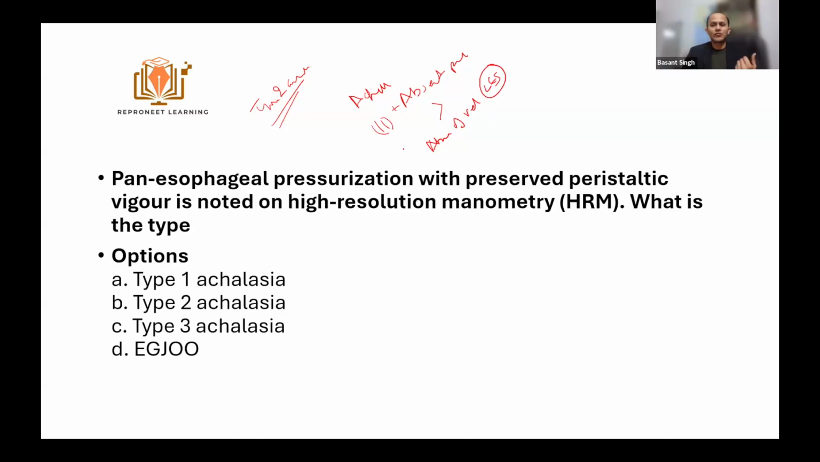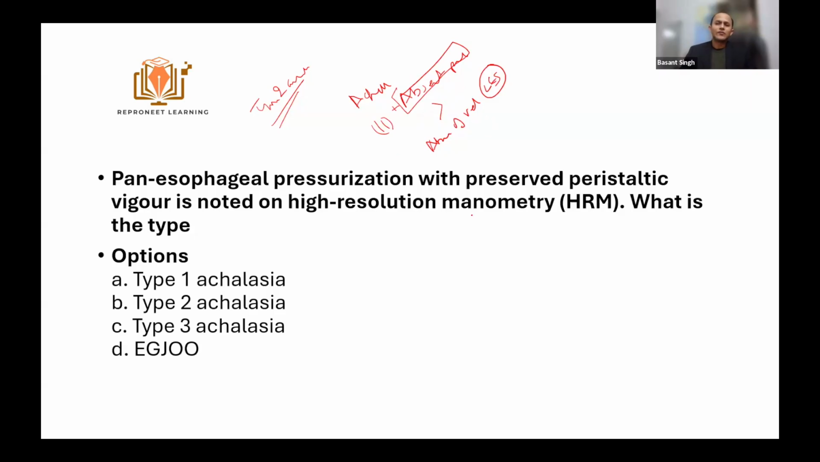If you read your Chicago 3 classification, Chicago 4 classification, these two have to be present. And if you want to choose any one of these two, then absent peristalsis is the hallmark. So if you have absent peristalsis, then only you can label a patient as having achalasia cardia. Now there's something called achalasia in evolution.